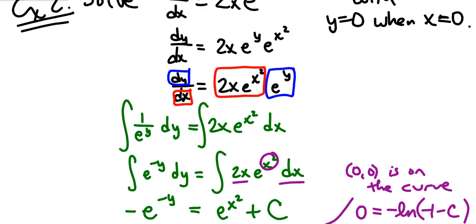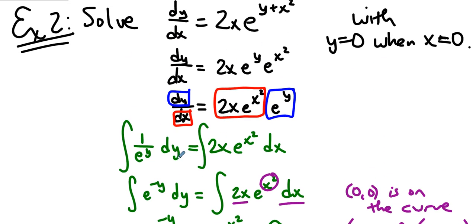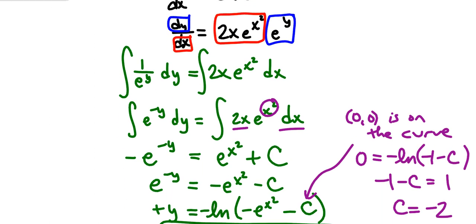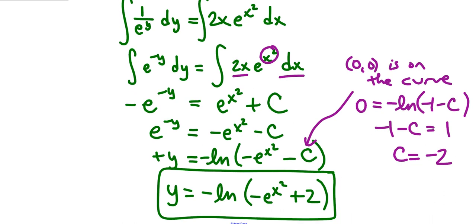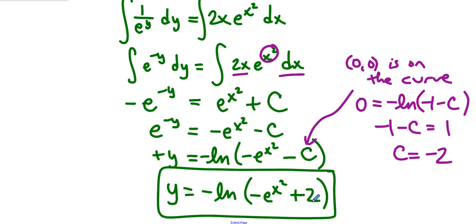Process is the same. We separate out so that all the y stuff is on one side and all the x stuff is on the other. It's important to remember that those boxes have to be multiplied, not added, multiplied. Then we get a differential equation that we can work with. Integrate both sides, find the value of c.